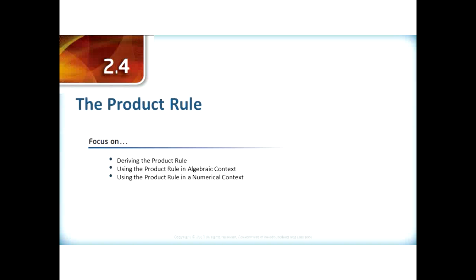So today we're talking about a few different details about the product rule. We're going to look at how it's derived, although we're going to skim through that a little bit and we'll talk about why. Then we're going to talk about how we use the product rule in an algebraic context, which is by far the most common way that we make use of this thing. And then we're also going to look at it in a numerical and graphing context as well. See how that works. Alrighty.